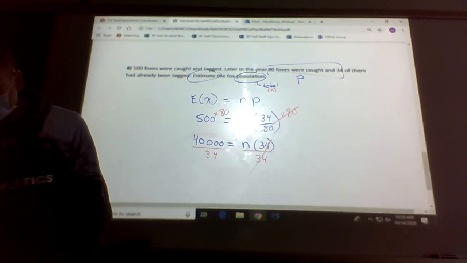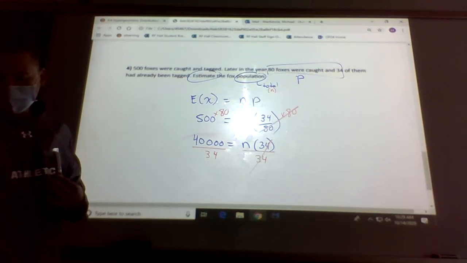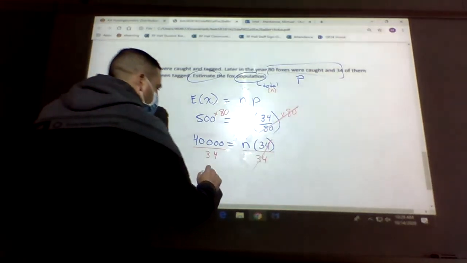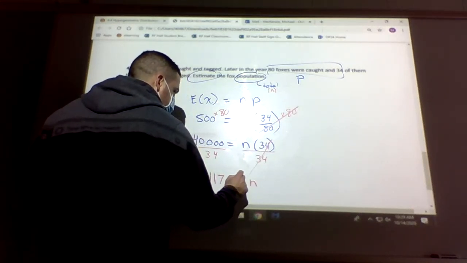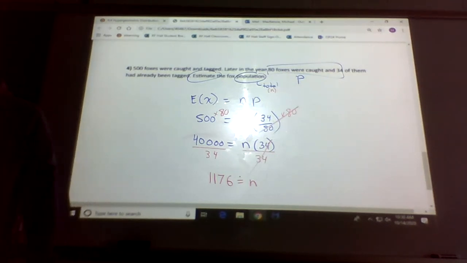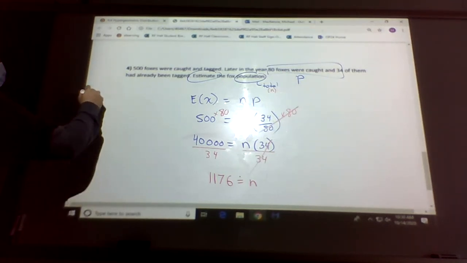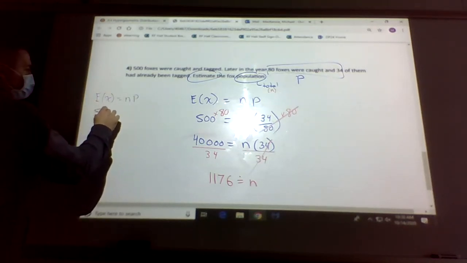I'll show you another way you could have done it. This is probably the harder way, I just realized. So I get 1,176.4, so 1,176 approximately. Put a little dot on the equal sign; it means approximately. It means I rounded it. I just did it the hard way. Sorry, let me just do that one more time.